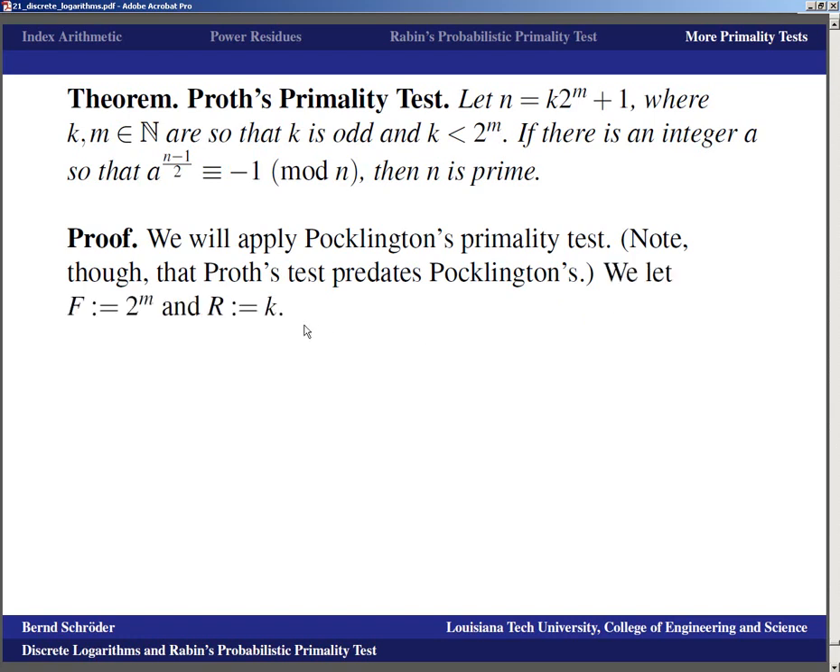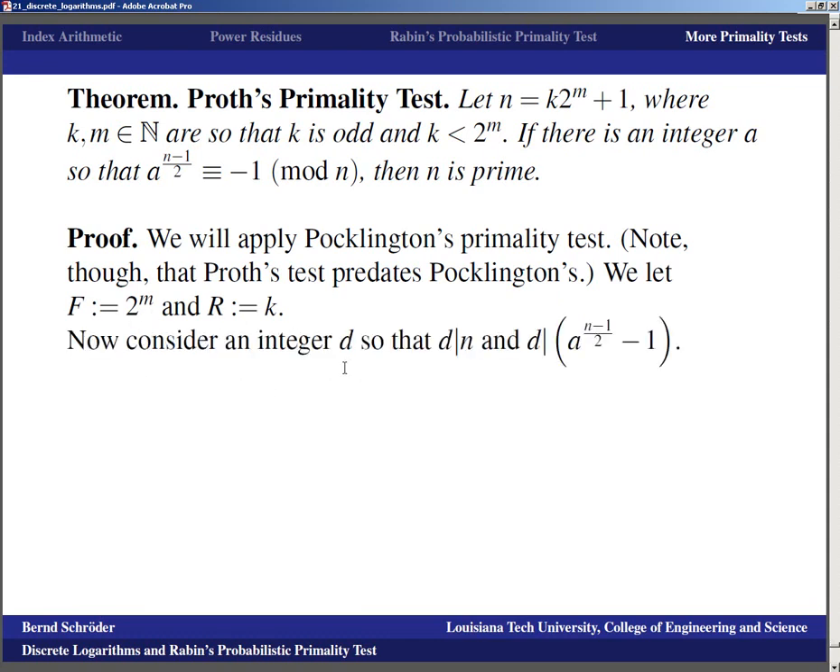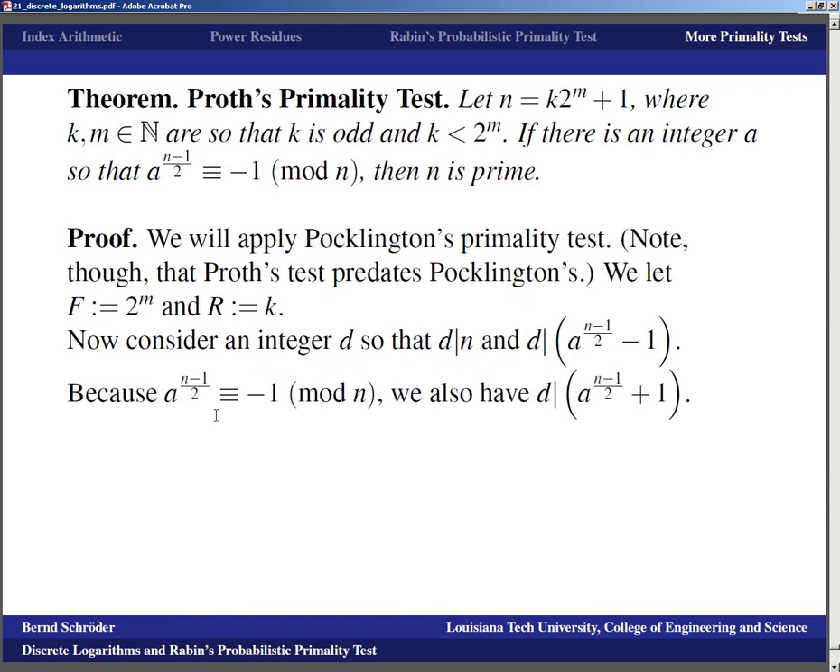Basically we use Pocklington's test. We need an f, we need an r. Of course, we're going to use f being 2 to the m and r being k. Take an integer d so that d divides n and d divides a to the (n minus 1)/2 minus 1. Because a to the (n minus 1)/2 is equivalent to negative 1 modulo n, any divisor d also divides the difference of those, so it divides a to the (n minus 1)/2 plus 1.